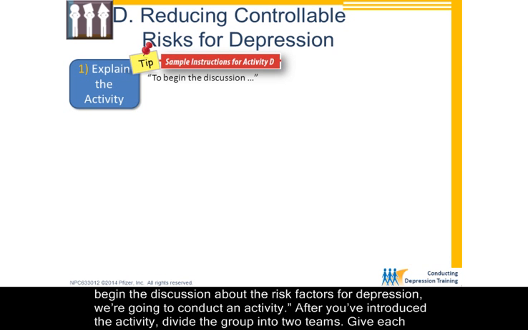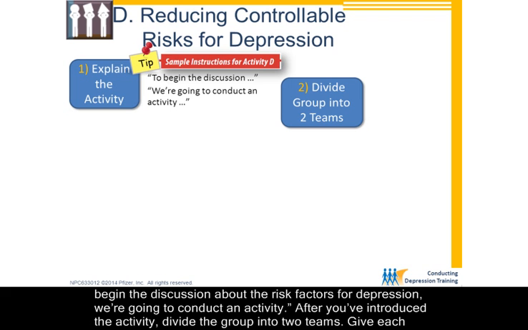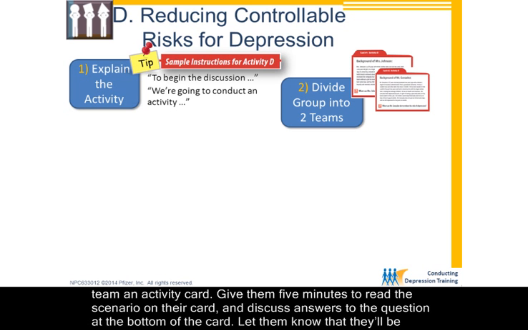Explain to the participants that during this activity, they'll learn about ways to reduce risks for depression. You'll find sample instructions for introducing this activity in the Trainer's Guide. You'll use your own words, but you can begin with something like, to begin the discussion about the risk factors for depression, we're going to conduct an activity. After you've introduced the activity, divide the group into 2 teams. Give each team an activity card.